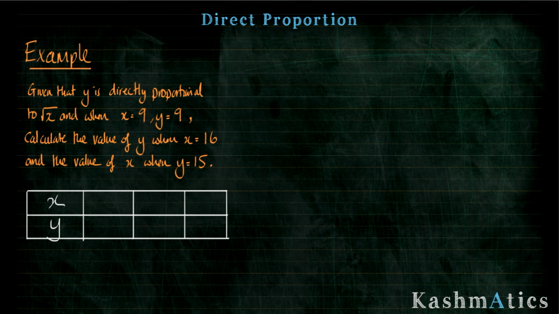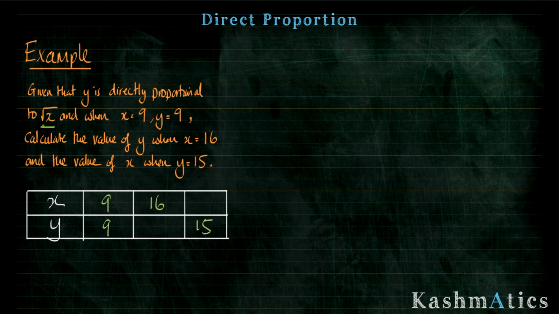So on to our final example, and in this one we're told that y is directly proportional to the square root of x, and we're told when x equals 9, y equals 9, and we're going to work out what y is when x equals 16 and work out what x is when y equals 15. So let's just fill in the table as before. So I'm sure you understand where these numbers are coming from now. Okay, so that's the table partially filled in.